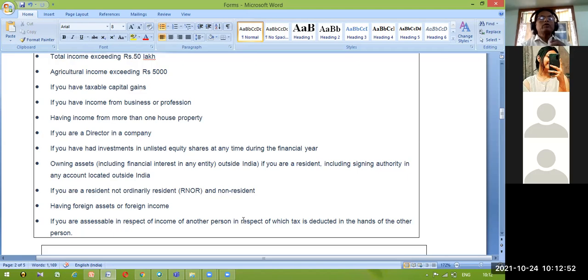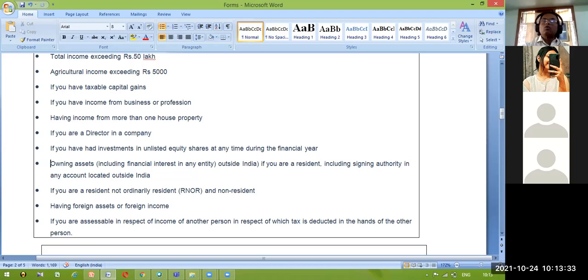You are having foreign income. It was said earlier also: owning an asset in a foreign country, including a financial asset outside India, and having some income from that, you cannot use ITR 1. And if you are assessable in respect of the income of another person, in respect of which tax is deducted in the hands of the other person. Sometimes you are assessable not for your own income but for the income of some other person, maybe a minor. For a minor, you are paying the tax and are assessable like that. You are taxable for another person's income, then you cannot fill up ITR 1.